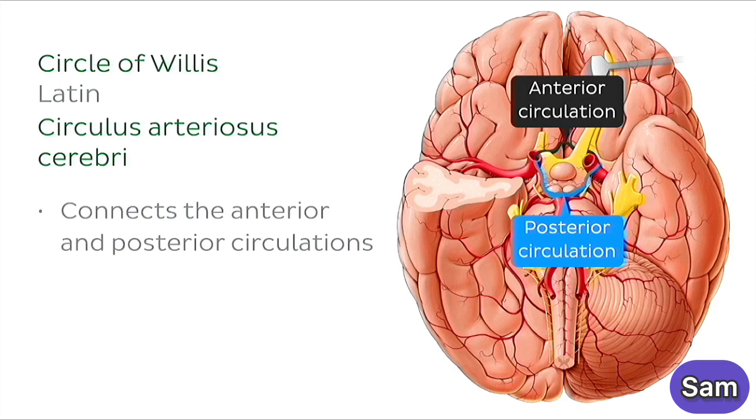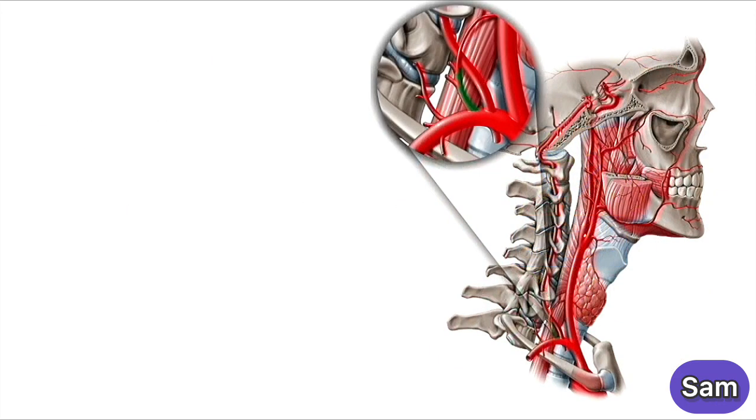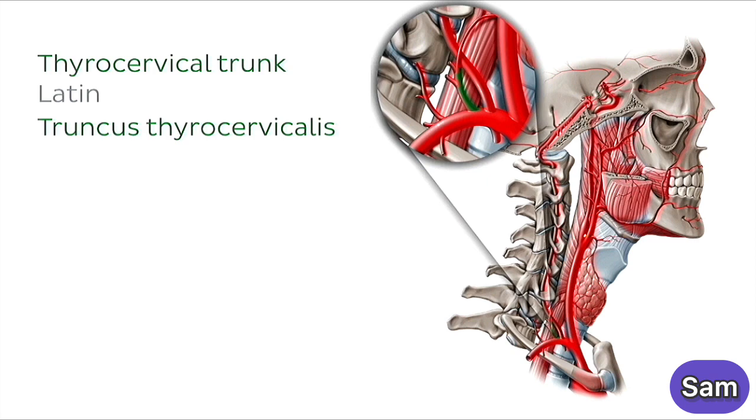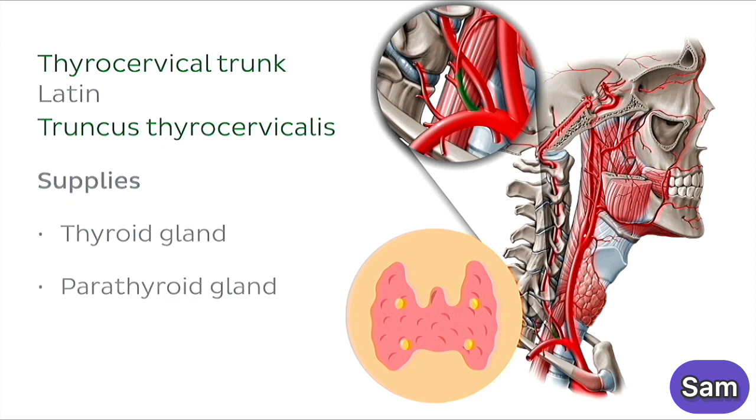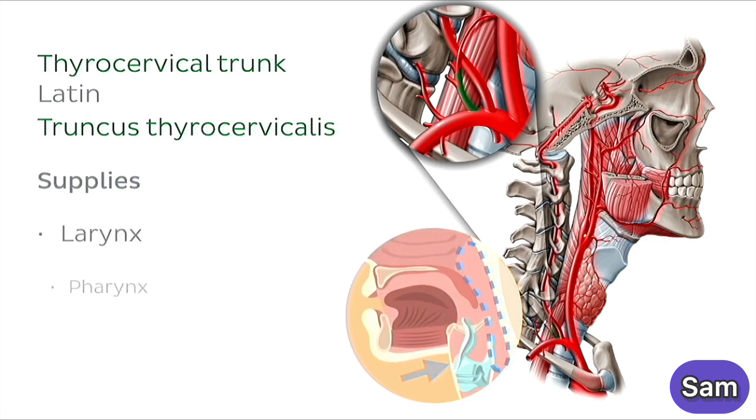Heading back to the subclavian artery, the next branch is the thyrocervical trunk. It has a relatively short course in the anterior portion of the neck and gives off several branches. That's why this arterial trunk has a wide supply territory, including the thyroid and parathyroid glands, larynx and pharynx.